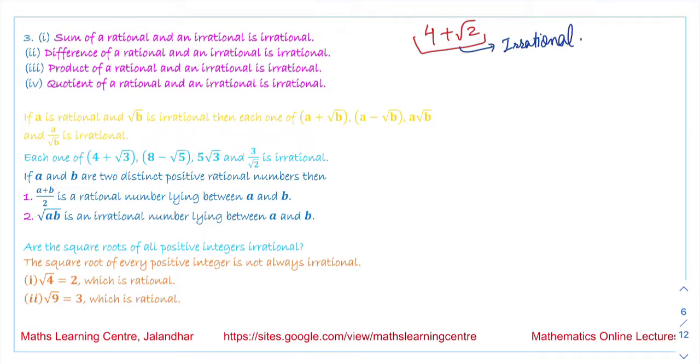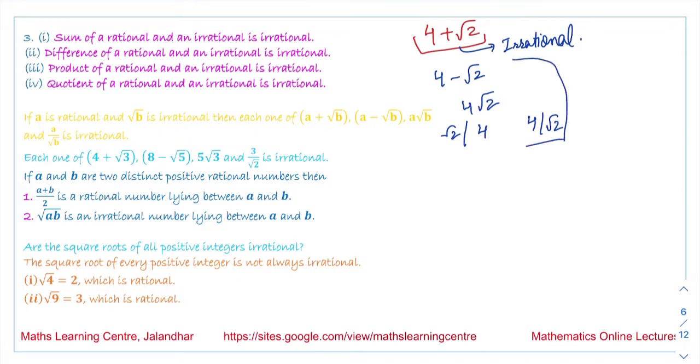Similarly, for the difference, it is 4 minus square root 2. Similarly, 4 square root 2. Similarly, 4 over square root 2, you can write it like 2 over square root 2 over 4, or you can write it like 4 over square root 2. So all these numbers are irrational.